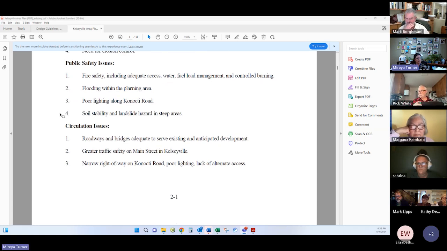Mm-hmm. Fire safety, access, water, fuel load management, and controlled burning. Flooding within the planning area. Poor lighting along Canocti Road. Is that still a problem? Thinking of the subdivision down at the end, there's a little bit of lighting there, right? But the Canocti Road, am I thinking of the right road? Isn't that the one that goes up Canocti? The dirt road? Yeah, by all the schools. Is poor lighting still a public safety issue out there? Does anybody know? I think it is.